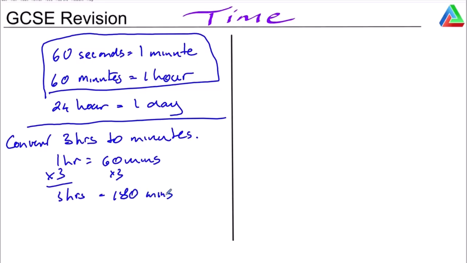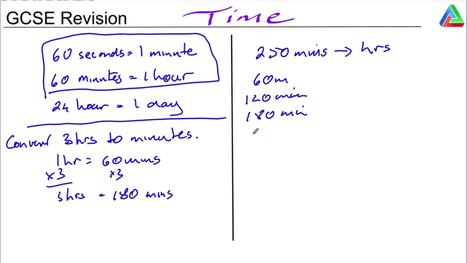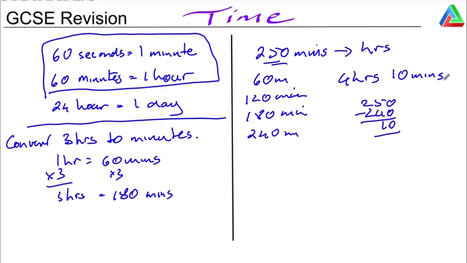Straightforward. Similarly, going backwards, if we have 250 minutes and we want to convert that to hours, then we've got 60 minutes is 1 hour, 120 minutes is 2 hours, 180 minutes is 3 hours, 240 minutes is 4 hours. So we have 250, so we've got 4 hours. And we have 250 minus 240. There's 10 minutes left over. So that's really all there is to time. But you have to be aware and be careful with the 60 minutes.